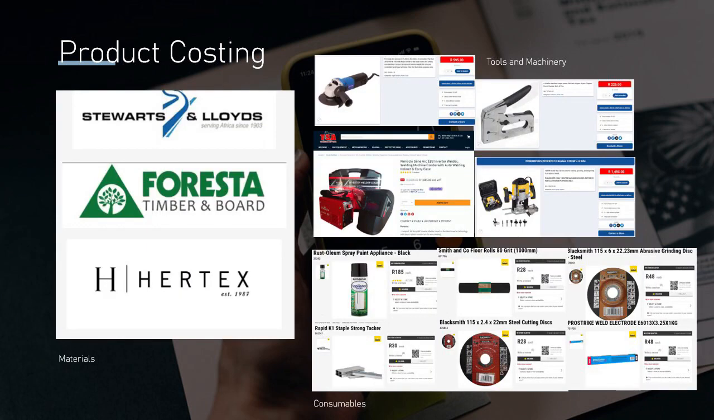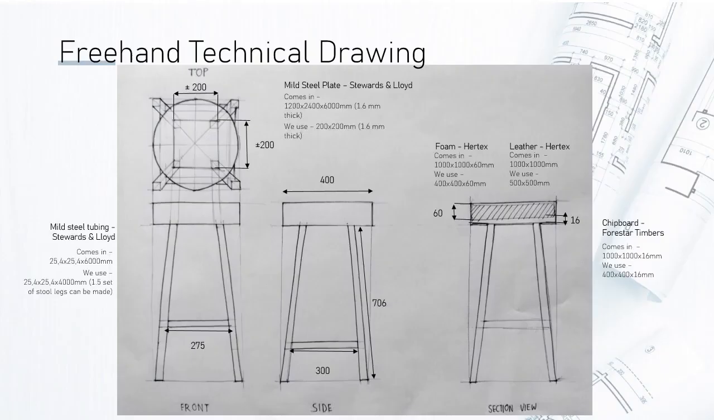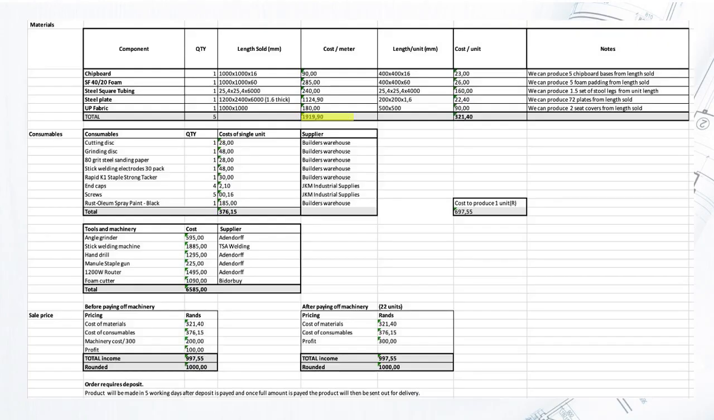Our material is supplied by 3 different suppliers: Foresta Timbers, Stewards & Lloyds, and Hertex. We bought materials in the sizes they are sold, at a total of R1,919.90. But if you divide the material up into the quantity that is required per unit, the price drops to R321.40 for material per unit.